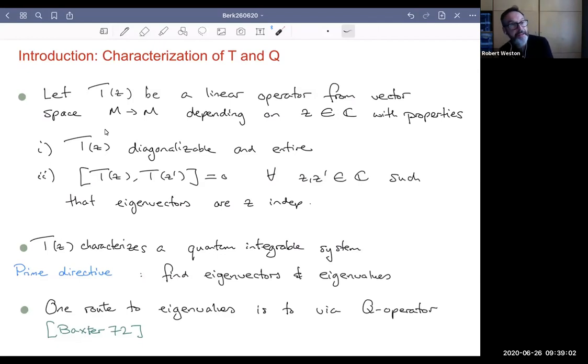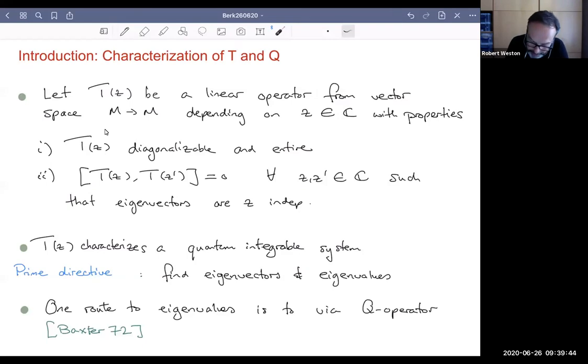And this T is going to be the thing that characterizes a quantum integrable system. So it's the transfer matrix of a quantum integrable system. And the prime directive in quantum integrable systems is to find the eigenvectors and eigenvalues of the transfer matrix. There are maybe lots of other things you want to do as well, but basically this is the starting point. And if you want to do those other things, you're not going to be able to do them unless you can do this to start off with. So you might want to calculate correlation functions as well, but first job is to look at the transfer matrix or the Hamiltonian and diagonalize it, find its eigenvectors and eigenvalues.